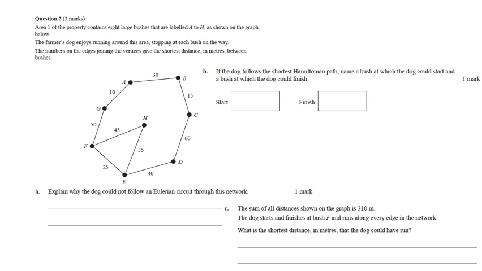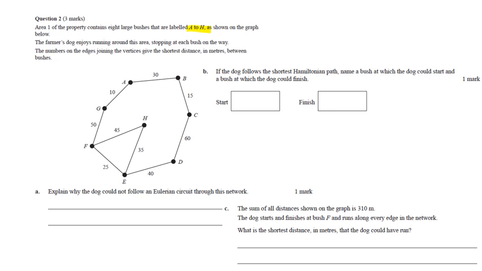Okay, so we've got a bunch of vertices all connected up, and they're labeled A to H. The farmer's dog enjoys running around this area. Oh, isn't that nice? Stopping at every bush. The number on the edges that join the vertices gives the shortest distance in meters between bushes. Explain why the dog would not follow an Euler circuit through this network.